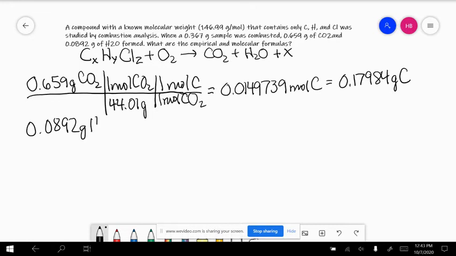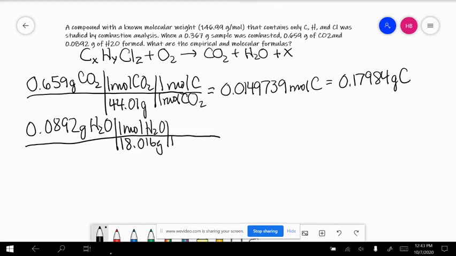I'm going to do the same thing for water. 0.0892 grams of water is formed. And same steps, I'm going to pull the hydrogen out of the water using the molar mass and the mole ratios, to get 0.009882 moles of hydrogen. I'm going to change that to grams right away also so that I can do the next step.